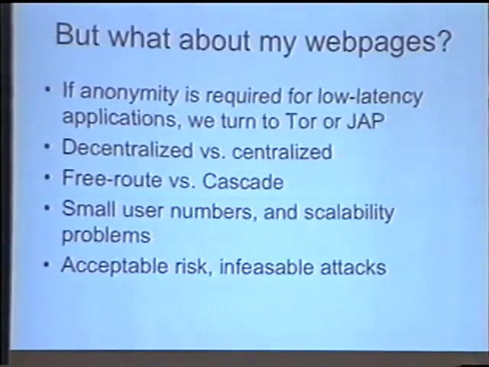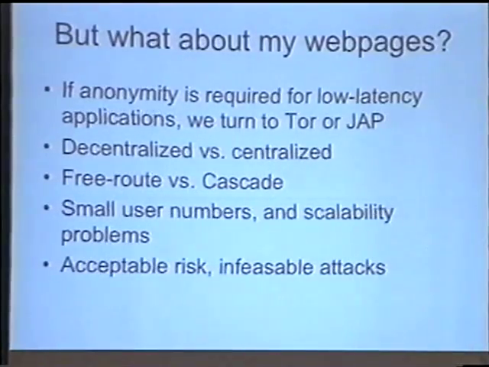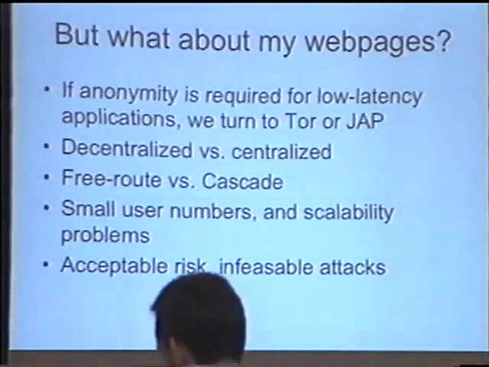There's arguments for and against each of these methods, but it basically boils down to, we know how bad cascades are. Free routes are a lot harder to analyze. My personal intuition is free routes are probably better, but that's currently being hotly debated. The other issue is decentralization versus centralized architecture.